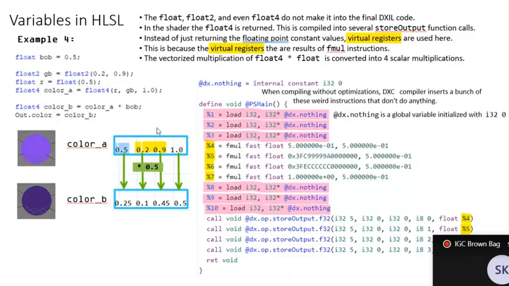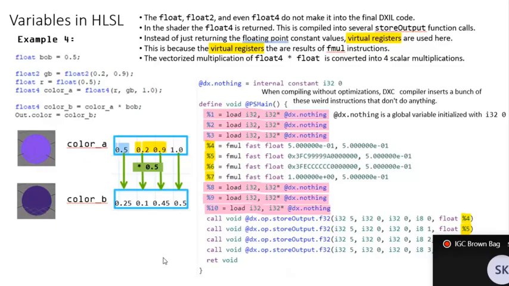Each channel is multiplied by 0.5, which causes it to be half as bright. The final color is half as bright as the original one. And now we want to compile this into DXIL code and see what is being generated.